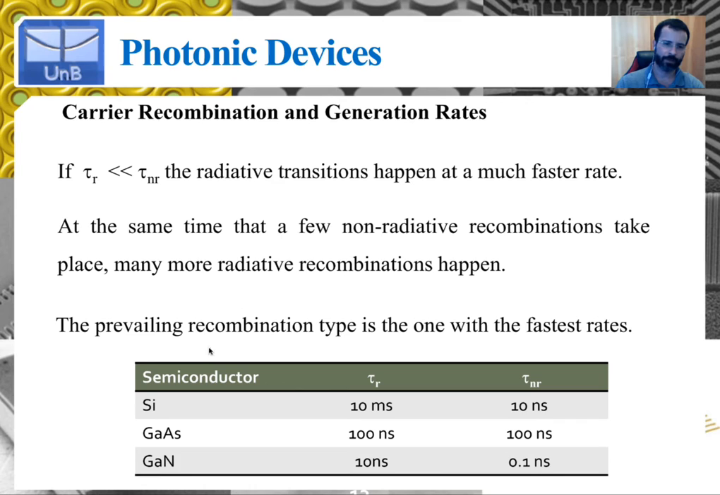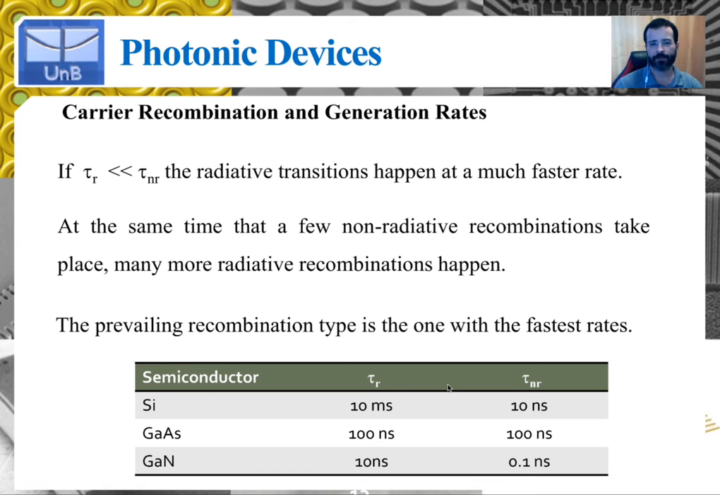That should make sense. So here on this table we see a list of the radiative and non-radiative recombination lifetimes for three different materials, which are silicon, gallium arsenide, and gallium nitride. Looking at silicon, for example, we see that the radiative recombination lifetime is of the order of milliseconds, and the non-radiative recombination lifetime is of the order of the nanosecond. So a million times smaller, and therefore the non-radiative recombination rate is around a million times faster.